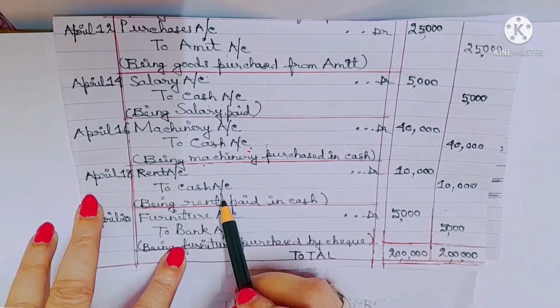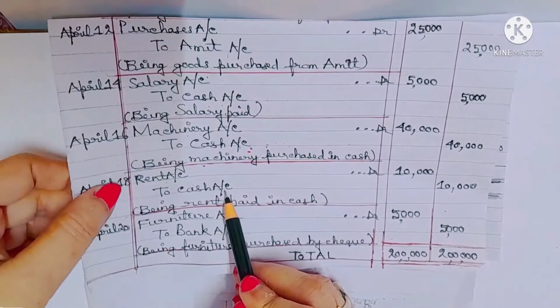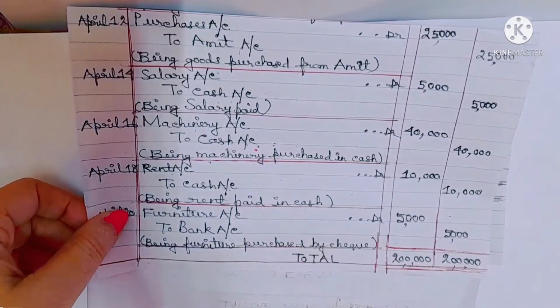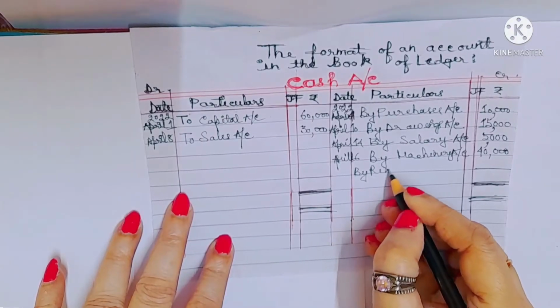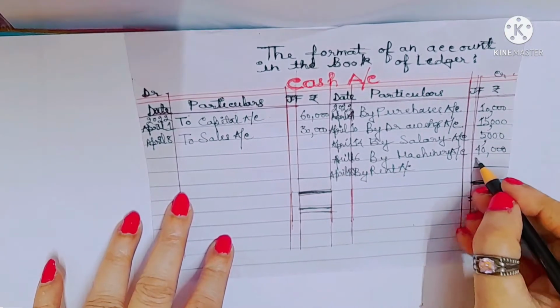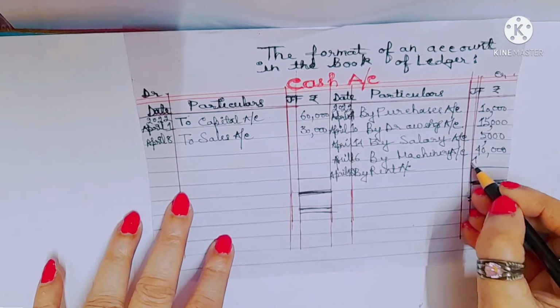Rent account to cash account. Here's another one. Cash is on the credit side, so rent will appear on the credit side as well. Okay, by rent account. What is the date? 18th, April 18th. By rent account. How much? 10,000.